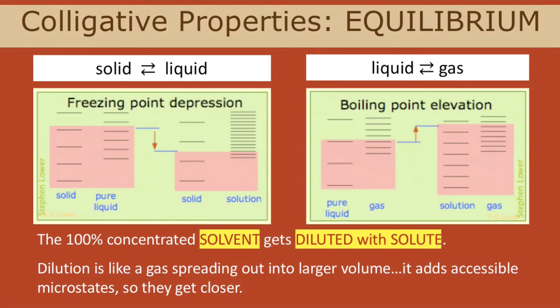Since the solution's energy levels are closer than that of the pure liquid, melting will take less energy for the number of available energy levels to be equal in the solid and solution versus the solid and pure liquid. Boiling will take more energy for the number of available energy levels to be equal in the solution and the gas versus the pure liquid and the gas.